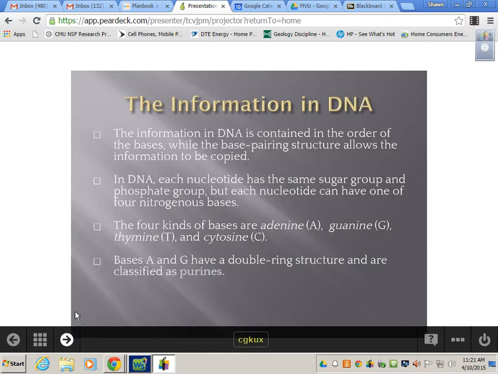Yep, don't say AU. That won't make sense. No, I know. It will later. When I get to RNA, we'll get to that. There is a U that comes in RNA.